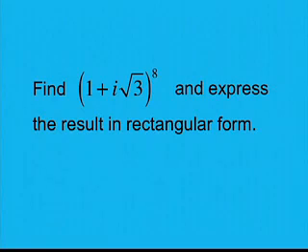Let's go right to an example to illustrate the theorem. Find the quantity 1 plus i square root of 3 all to the 8th power and express the result in rectangular form. So, of course, we could take that binomial and raise it to the 8th power in its rectangular form and have to FOIL 8 factors. But of course, it's much easier using the polar form.